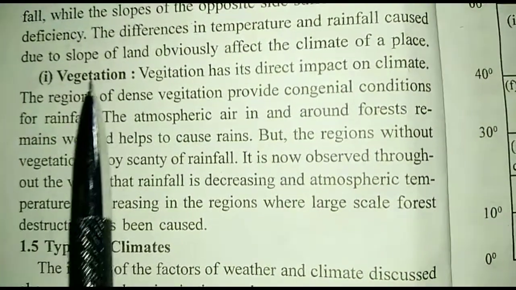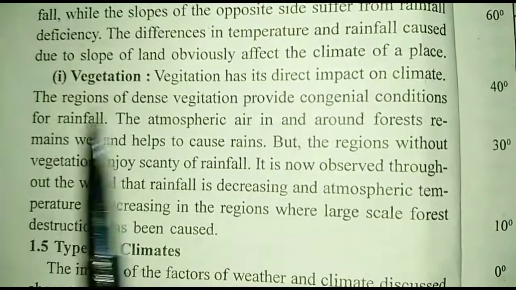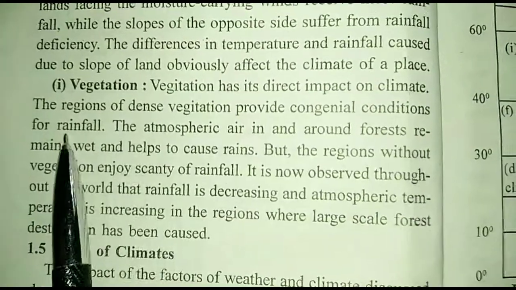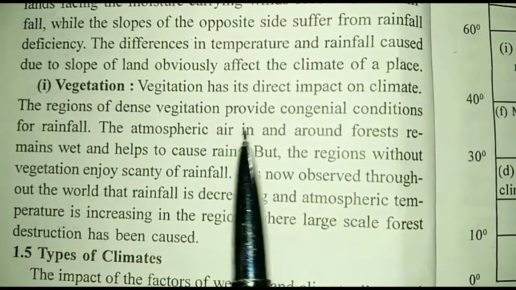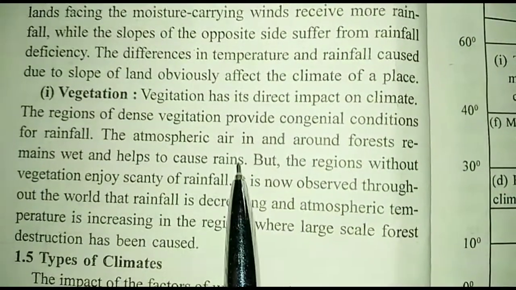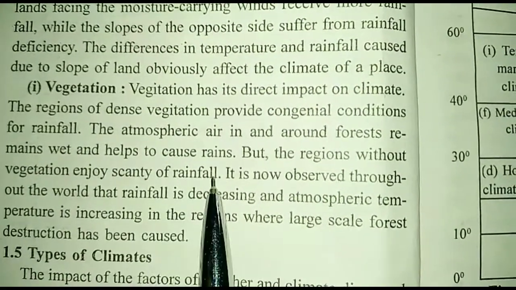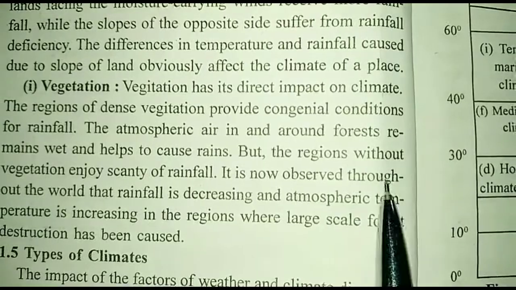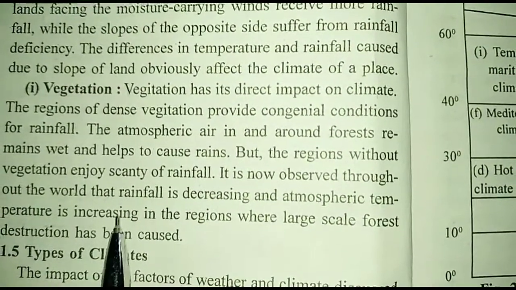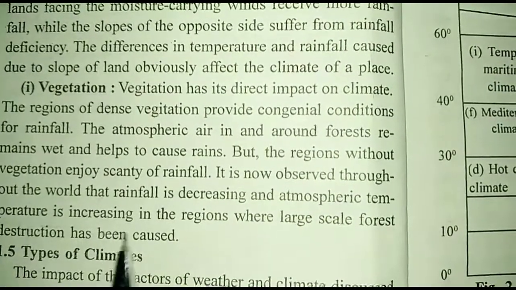The last factor is vegetation. Vegetation has its direct impact on climate. The regions of dense vegetation provide congenial conditions for rainfall. The atmospheric air in and around forest remains wet and helps to cause rains. But the regions without vegetation enjoy scanty rainfall. It is now observed throughout the world that rainfall is decreasing and atmospheric temperature is increasing in the regions where large-scale forest destruction has been caused.